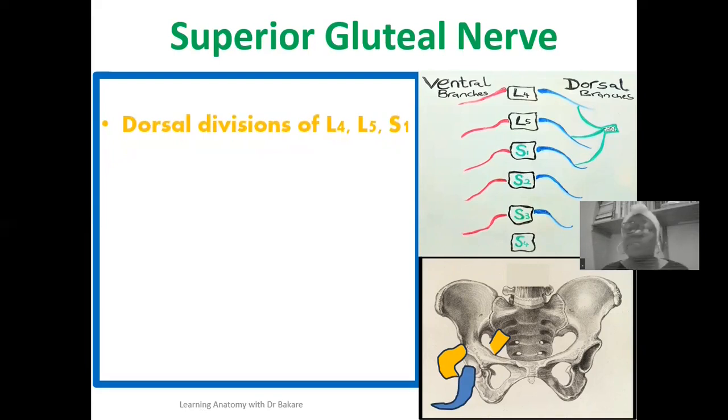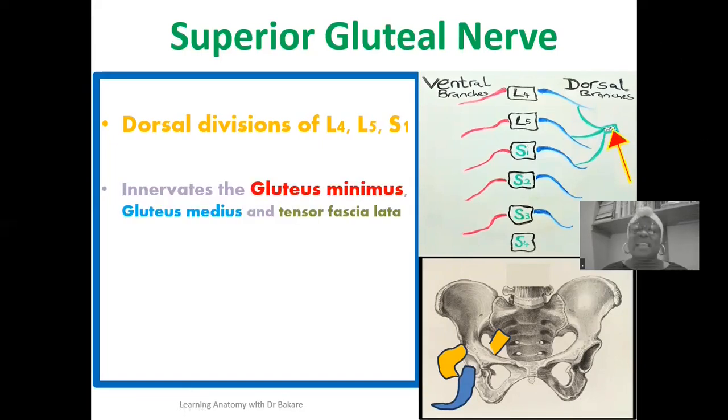And this will emerge from dorsal divisions from L4, L5, and S1. And this is what is seen to be arrowed here in red. This nerve is seen to innervate the gluteus minimus, the gluteus medius, and also the tensor fasciae latae. Let's see how it parts to exit the pelvic cavity to innervate these structures, because we know that these structures are located outside the pelvic space.